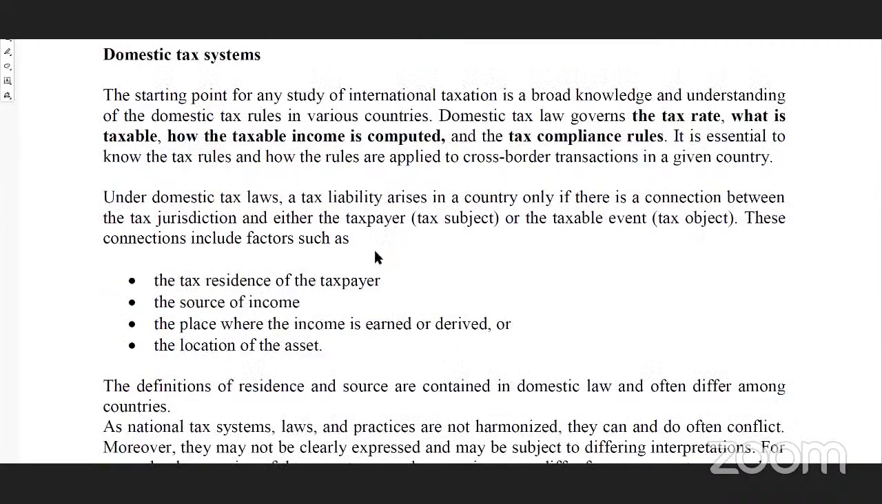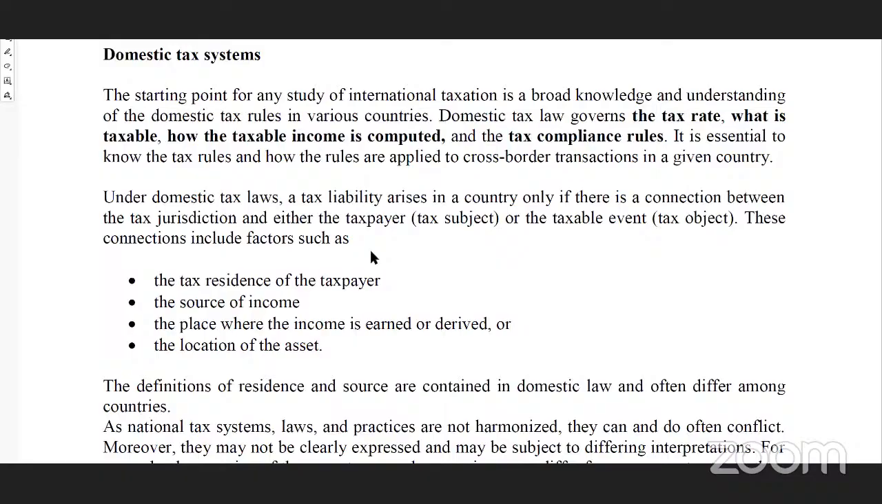So let's look at how international tax interacts with our domestic tax systems. Now, the starting point for any study of international taxation is a broad knowledge and understanding of the domestic tax rules in different countries. I told you before that there's no international taxation like, this is how we deal with things internationally. It's just you being taxed under different rules, under different countries' laws, right? So the domestic tax law governs the tax rate, what is taxable, how the taxable income is computed, and the tax compliance rules.